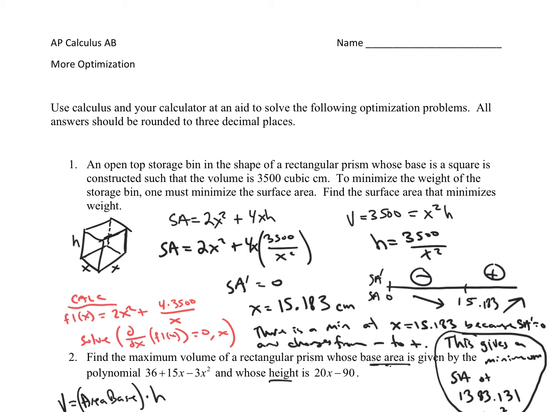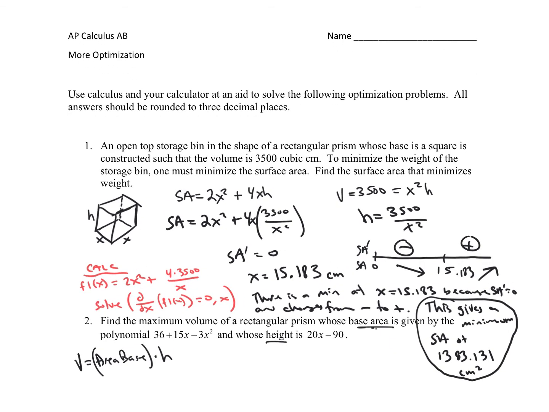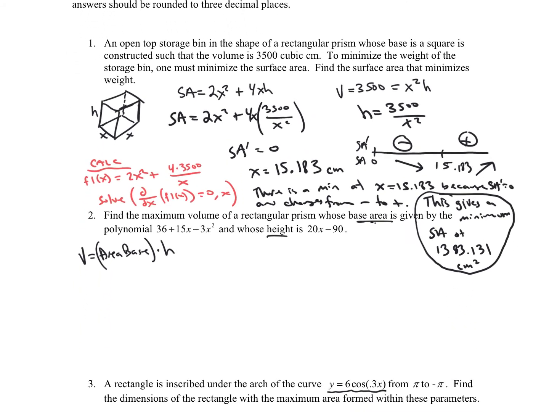Alright, so here's what you should have down. There's a minimum at x equals 15.183 because surface area prime equals 0 and changes from negative to positive. This gives a minimum surface area of, and when you plug that in, you should have gotten 1383.131 centimeters squared.